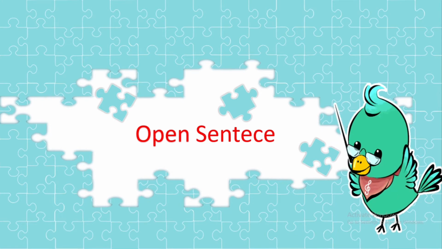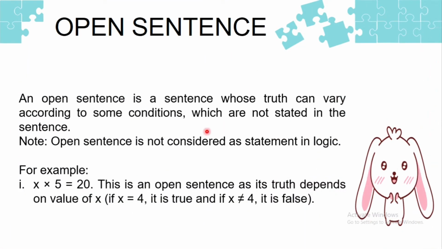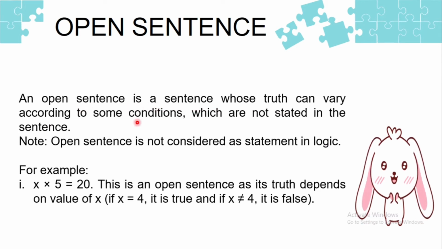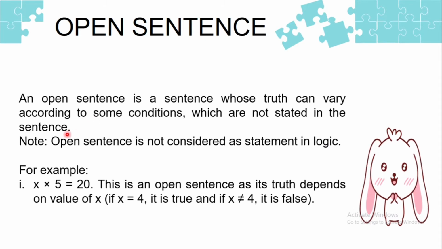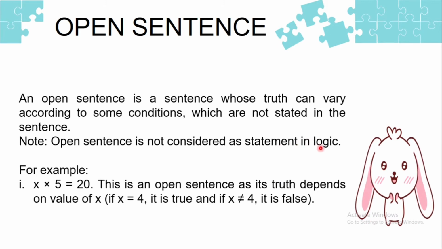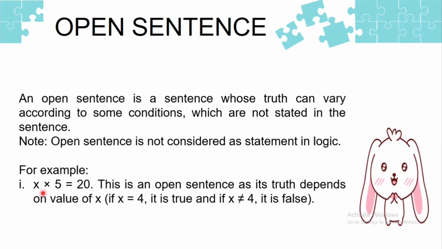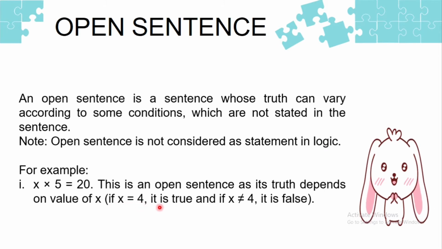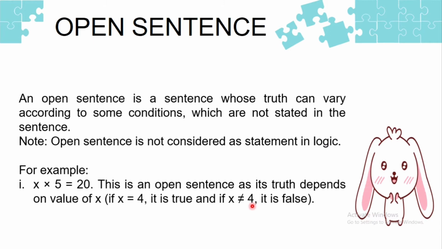Next topic is open sentence. An open sentence is a sentence whose truth can vary according to some conditions, which are not standard in the sentence. Note: an open sentence is not considered a statement in logic. Example: x times 5 equals 20. This is an open sentence as its truth depends on the value of x. If x equals 4, it is true, and if x is not equal to 4, it is false.